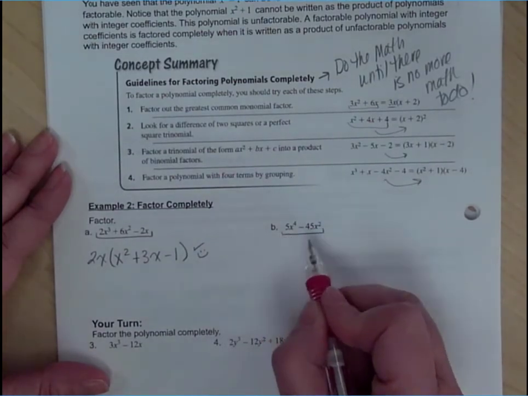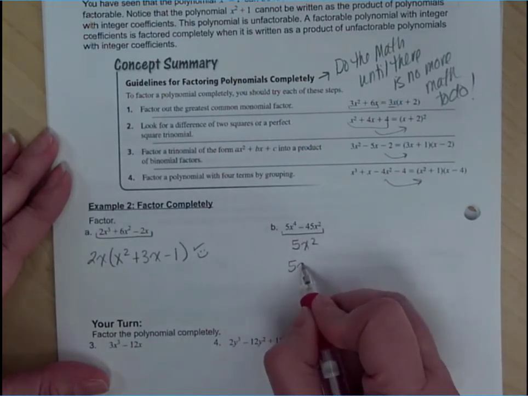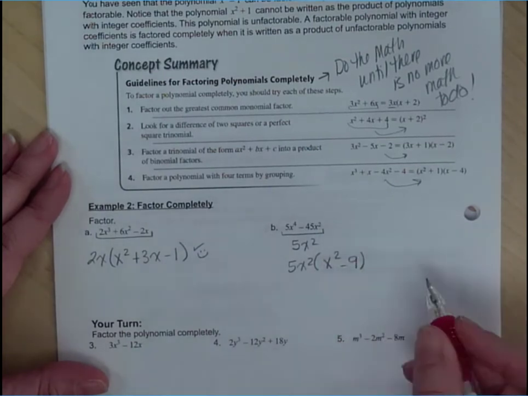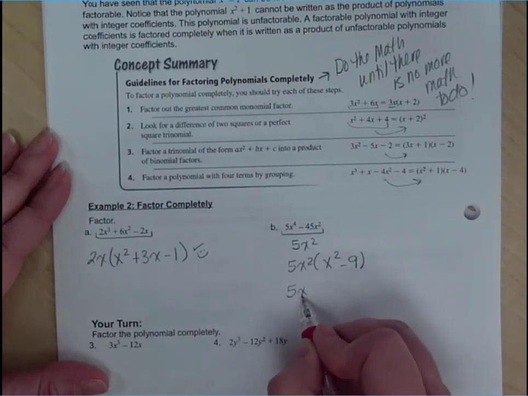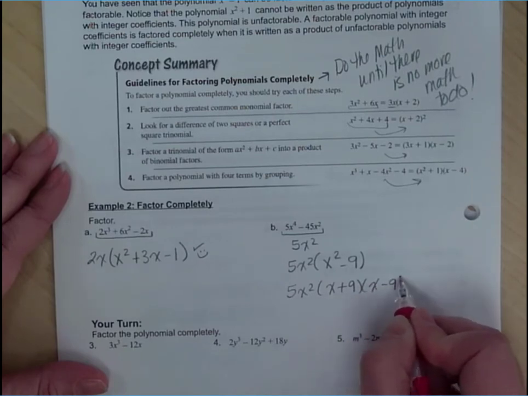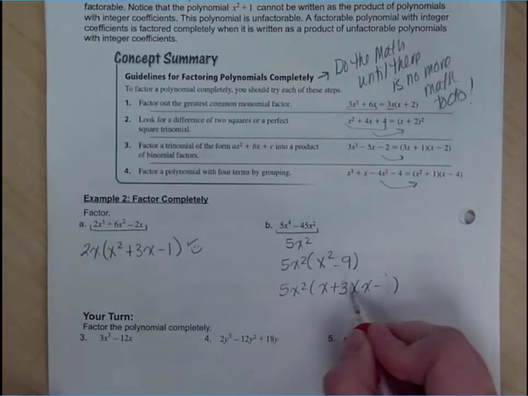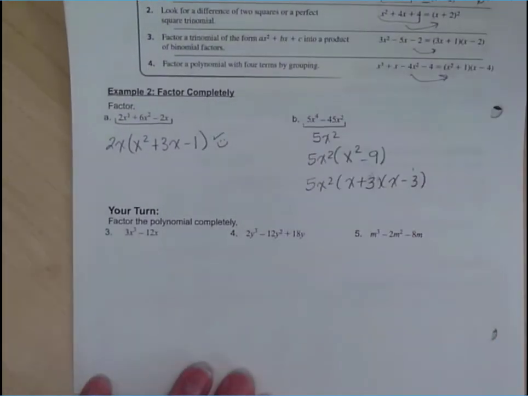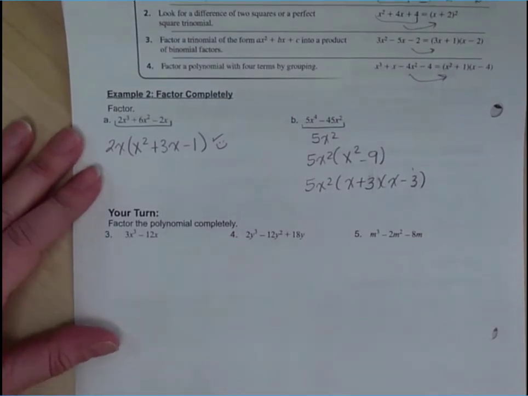Now, looking at these terms, I can factor out a 5 and an x squared. So I have 5x squared, leaving me with x squared minus 9. Oh, I know this is one of our special factors here. So I have 5x squared, x plus 9, x minus 9, and that's not right. That should actually be 3. I was getting so excited that it was one of our special factors. All right, go ahead and hit pause and try 3, 4, and 5 on your own.